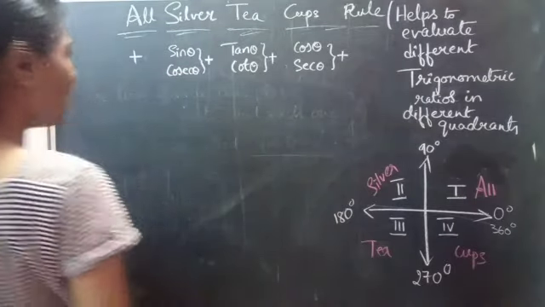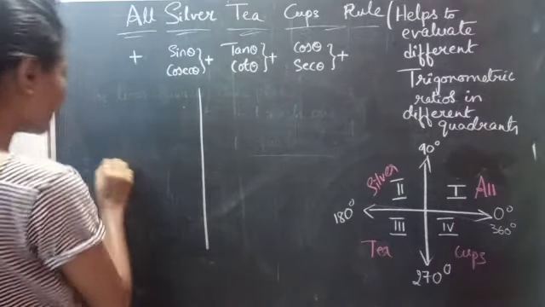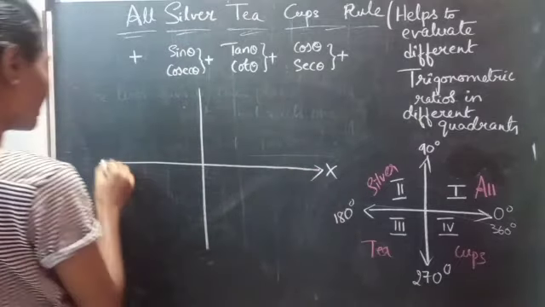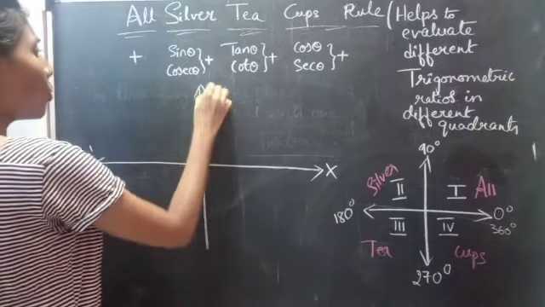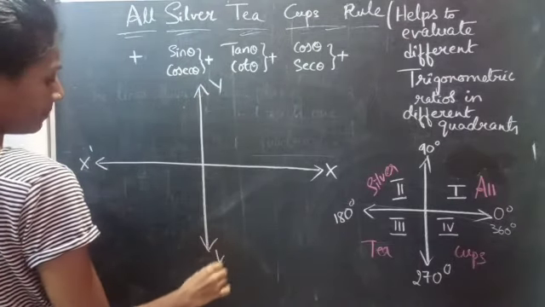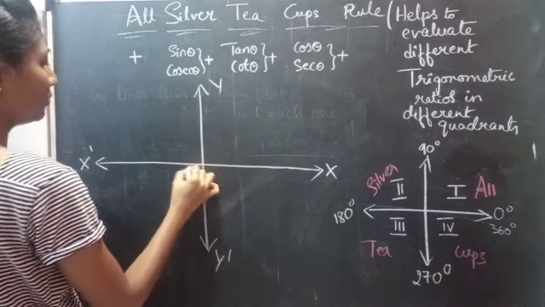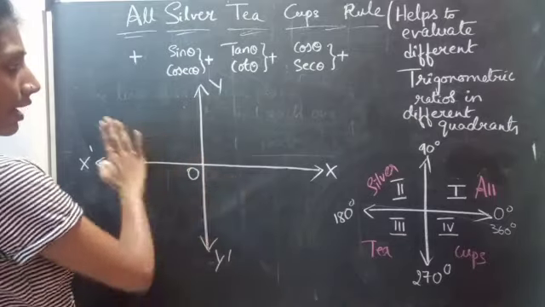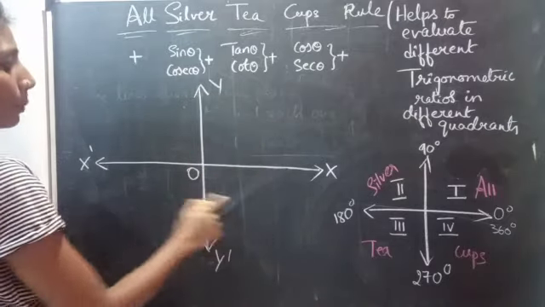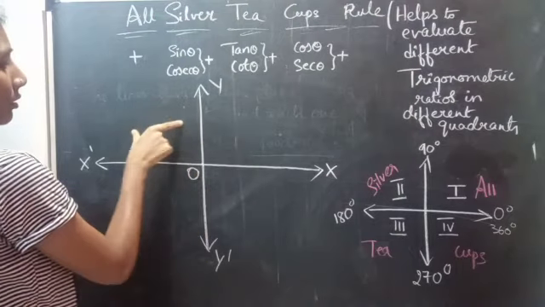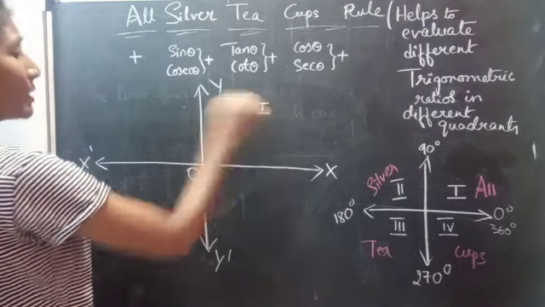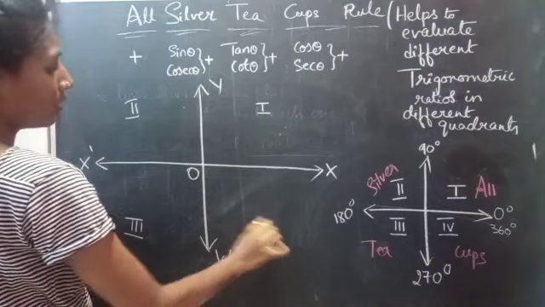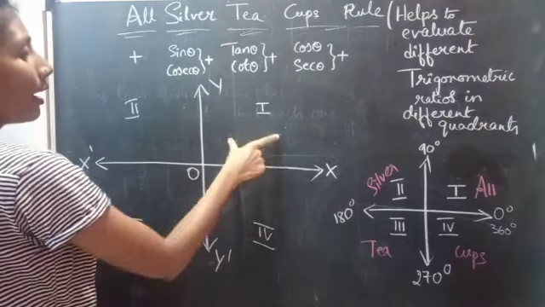Consider this blackboard as a plane. These are the lines that divide the plane: X prime, Y prime, and O. The lines divide the plane into 4 parts: first quadrant, second quadrant, third quadrant, and fourth quadrant. Each one of them is called a quadrant.